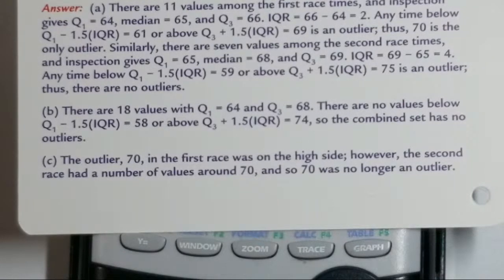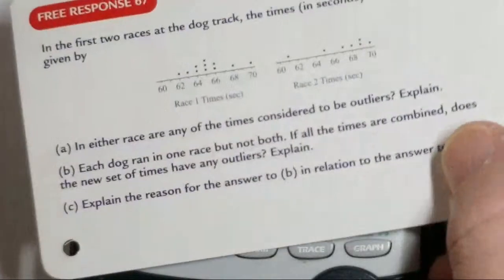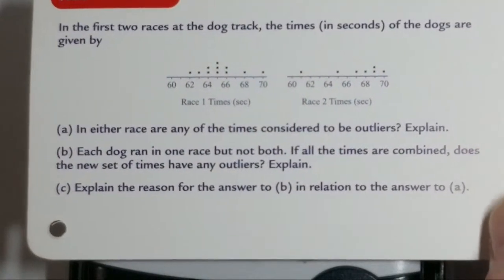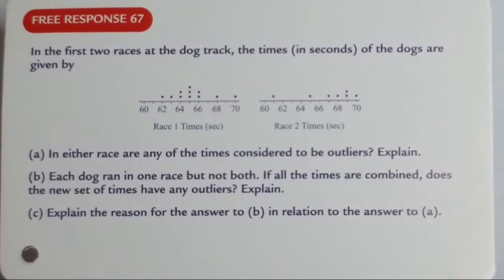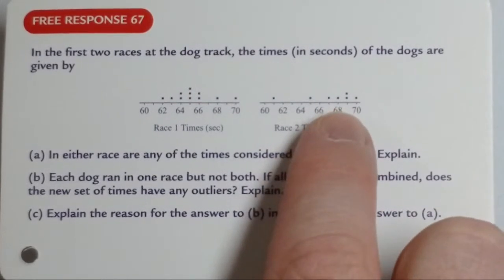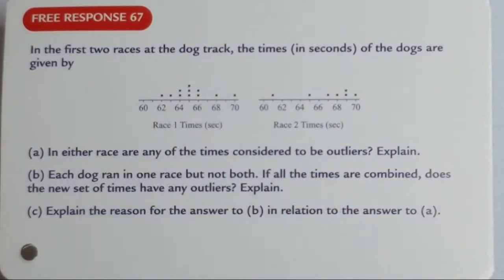But they're just basically saying in the first race, 70 was on the high side. However, the second race had a number of values around 70, so 70 was no longer an outlier. It's almost like if you overlaid these two graphs on top of each other, it would give you one complete graph. Honestly, these clustered ones would fill in this gap right here. Yeah, that's pretty solid.